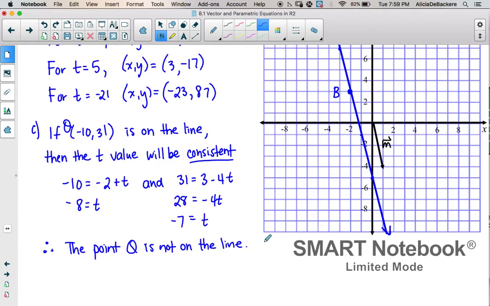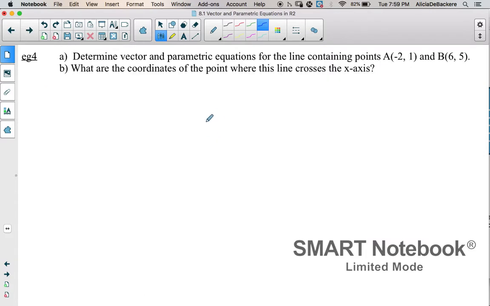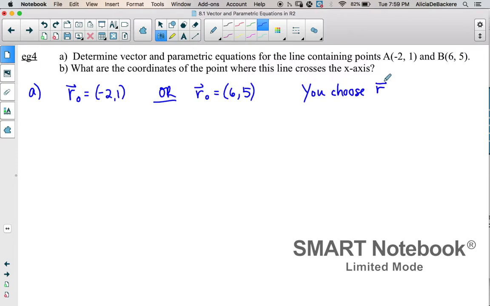All right, next example we're going to take a look at. Determine the vector and parametric equations for the line containing the points A and B. So for this one here, I don't have a direction vector. I have two different R naughts. So some people are going to use R naught is equal to negative 2, 1, that point there, or some other people are going to use R naught is equal to 6, 5. It does not matter which one you choose. So you get to pick. And when I mark the test, everybody's going to have different answers. That's okay.